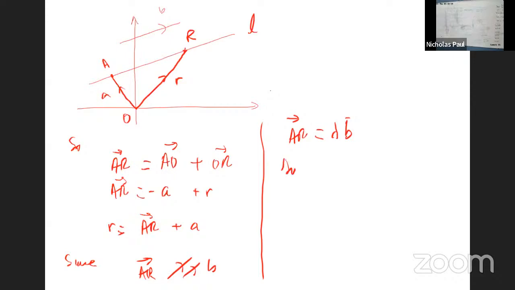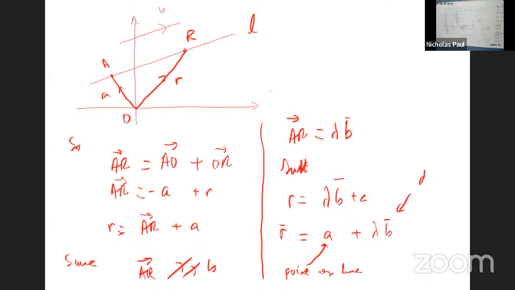So if I substitute now, I'll get R is equal to lambda B plus A, or more formally, R is equal to A plus lambda B, where A will be a point on the line and B is the direction vector. Are you okay with that? So that R represents any vector along that line.